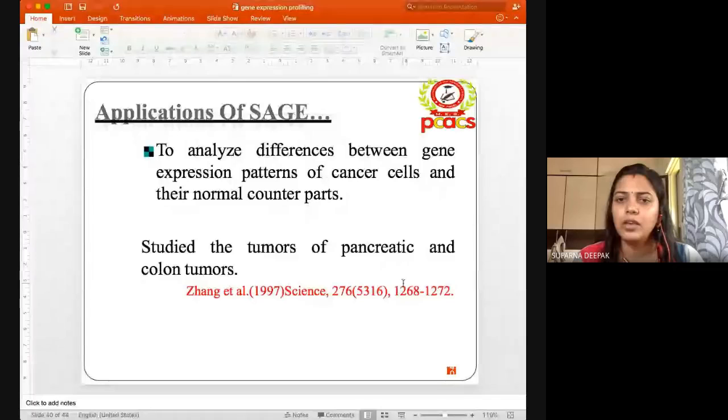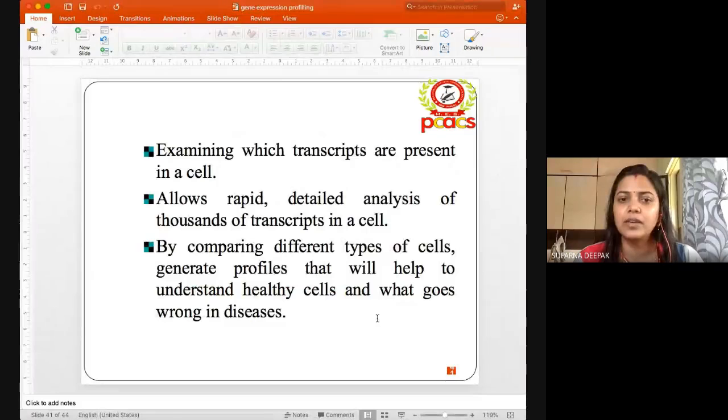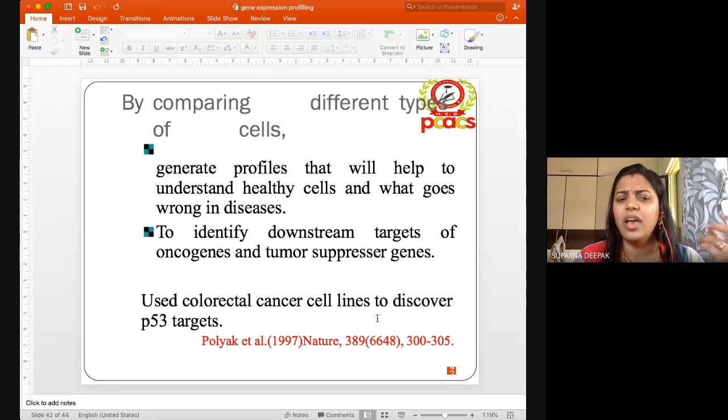So we can study the gene expression of different cells. Yes, examine the transcripts which are present in the cells, the number of mRNAs which are there, and compare between different types of cells. As we have seen in the case of different gene expression applications, the same applications are going to be there for your SAGE also. So it will give you a profile of the healthy cells and the disease cells.